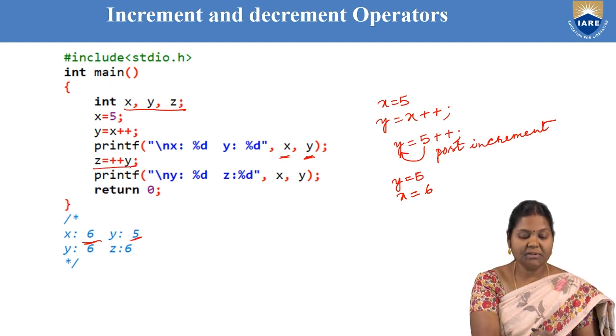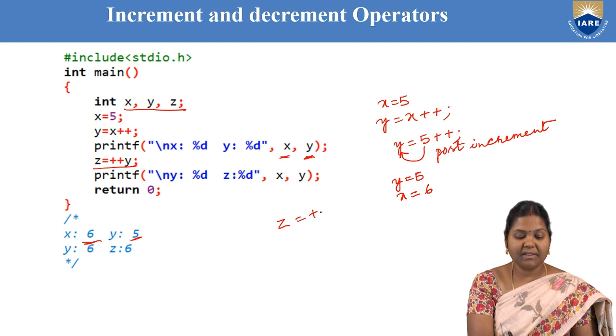Now, let us do this operation. z is equal to plus plus y. What is the current value of y? That is 5. So, it is plus plus 5. So, this is called pre-increment.